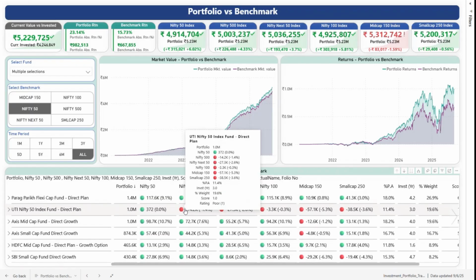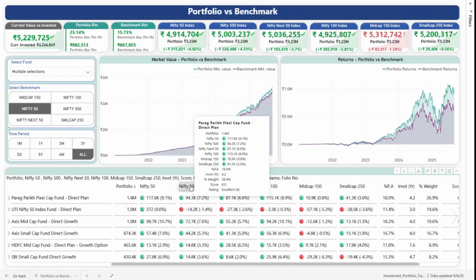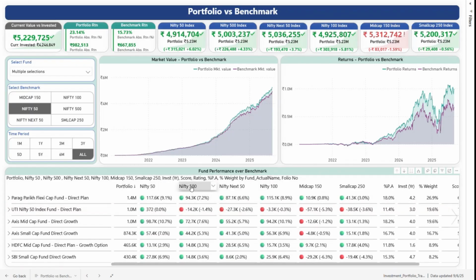If you see the red line, this fund is not able to beat the respective index fund. So, let's come to the main point. Your overall Nifty 50, all six funds combined, are able to beat the Nifty 50 index fund, because your entire six funds are able to beat the Nifty 50. Which is a good sign.